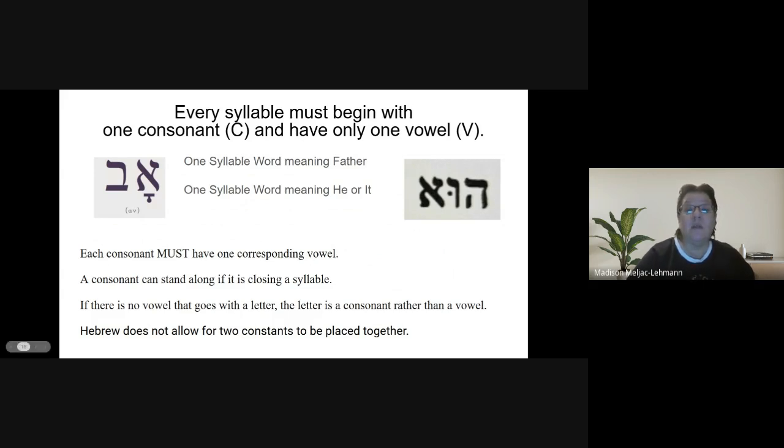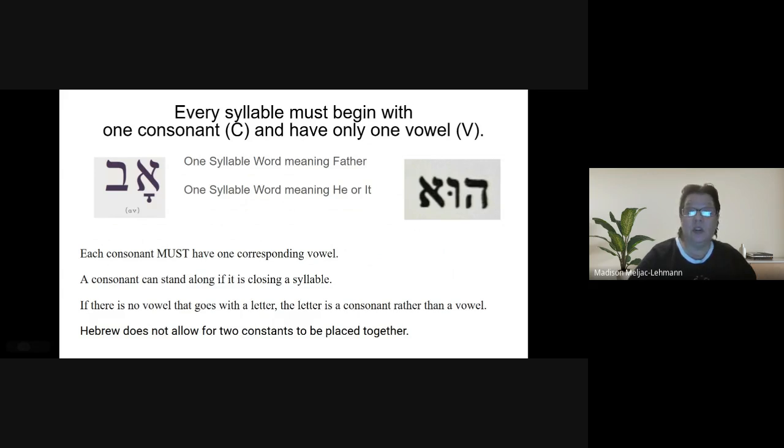The only time a consonant can stand alone is if it's closing a syllable. So Av is closing the syllable. This vet is closing the syllable. This Aleph is closing the syllable. It has no letter or vowel underneath it when your syllable, or your word, ends. If there is no vowel that goes with the letter, it is a consonant rather than a vowel.